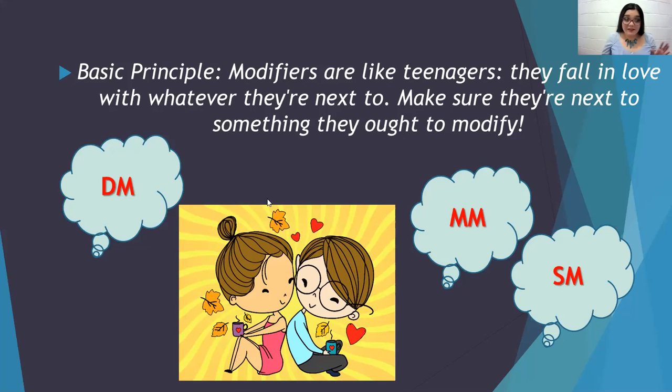As a very basic principle, take into account that modifiers are like teenagers. They fall in love with whatever they are next to. So make sure they are next to something they are meant to modify. Why do we say that? Though it sounds funny and it sounds judgmental, it is true. When teenagers fall in love, they stick to the person they feel they have feelings for. The same happens when we have modifiers that stick to the wrong word. They want to be attached to the word, but probably it's not the word they really intend to modify. So we've got to be very careful with that.